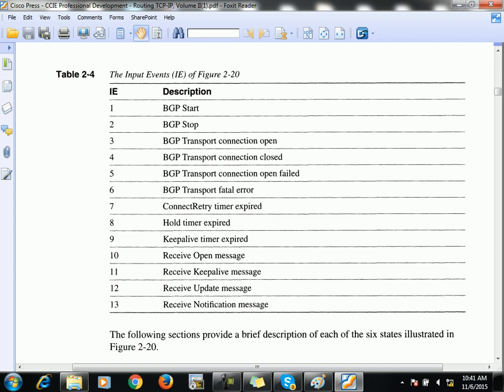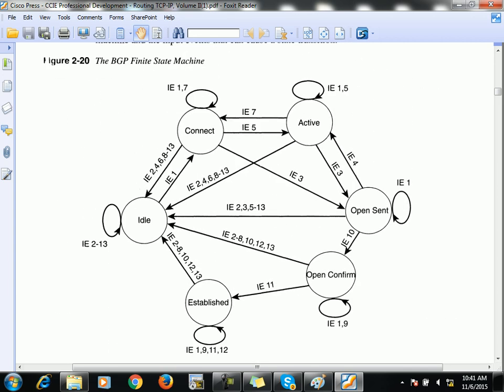Now look here, idle state. If input event 1 occurs, meaning BGP starts, then it will move from idle state into connect state.